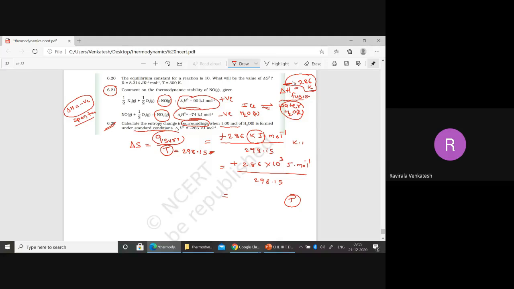So based upon this, what can we say, beta? Which is stable? Nitric oxide or nitrogen dioxide? NO or NO2? Which is stable, beta? NO2. NO2 is stable, very good, because it is spontaneous, beta.